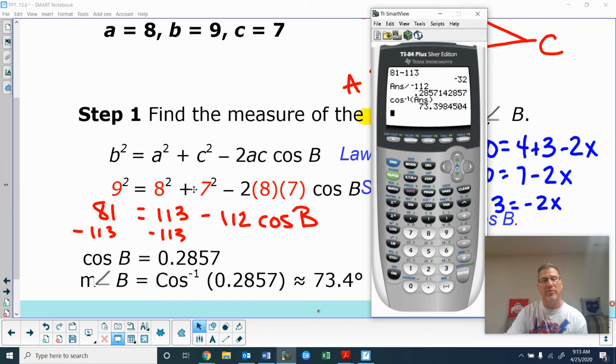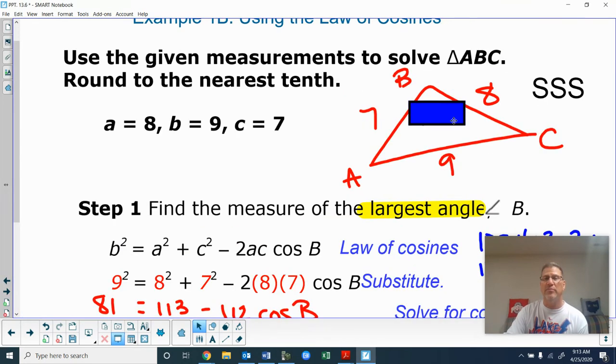8 squared plus 7 squared is where the 113 came from. Subtract it over. Negative 2 times 8 times 7 is a negative 112. Divide it over. That's how we got the 0.2857. Second cosine, second answer, and that gives us the 73.4 degrees. Okay, so now I have one angle. And if I move this blue box, there's the 73.4.